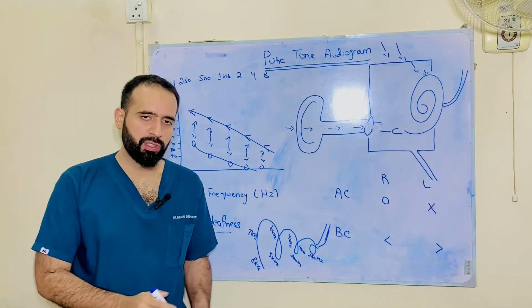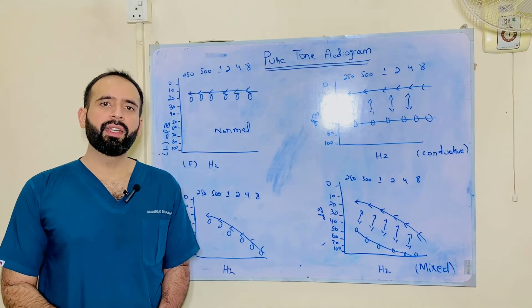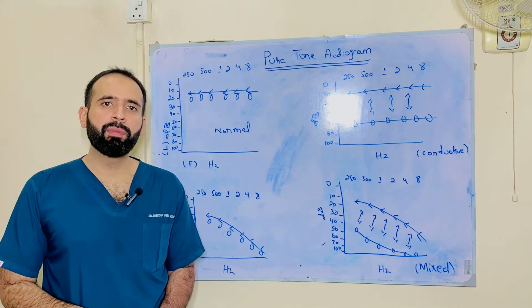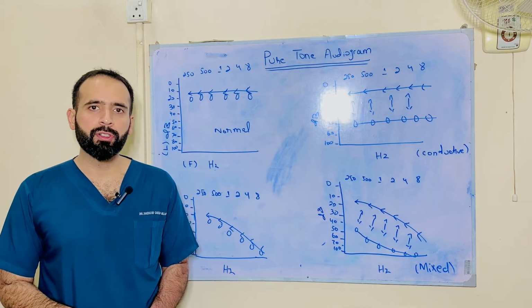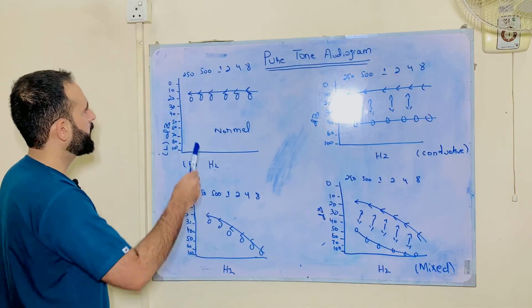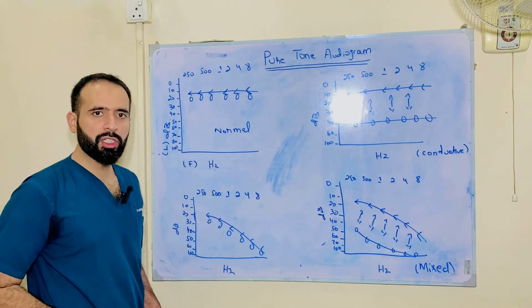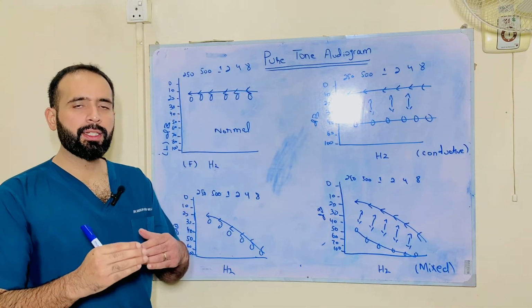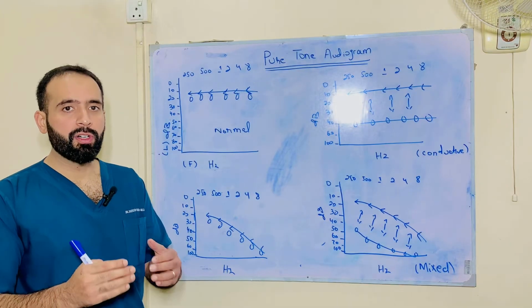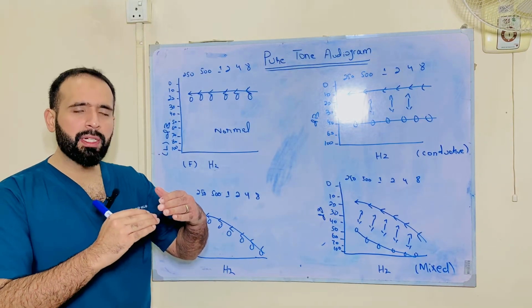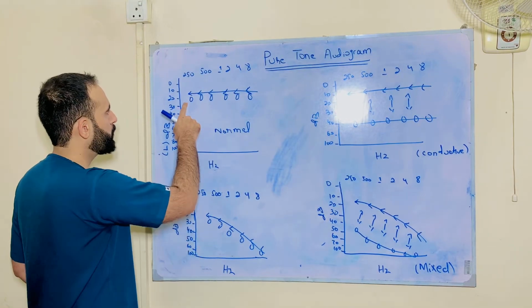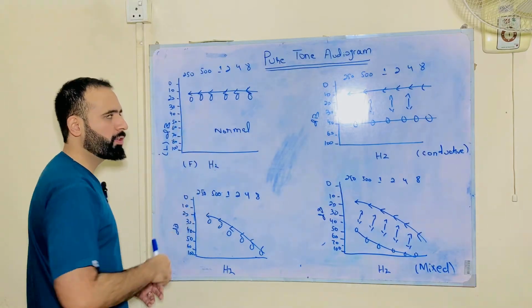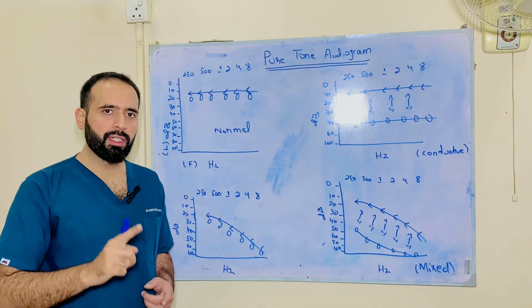So to summarize, there are four types of graphs that you will be able to see on a pure tone audiogram. Number one, if the bone conduction and air conduction are overlapping at either 10 or 20 decibels, or if the air conduction is slightly beneath the bone conduction and both of them are a straight line at 10 or 20 decibels, this is normal hearing.